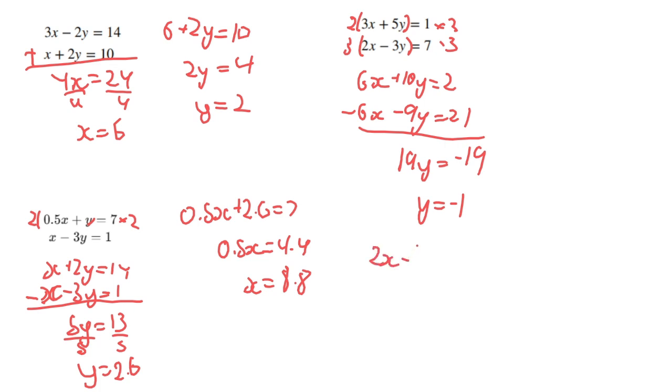Get 2x minus 3 times minus 1 equals 7. And minus 3 times minus 1 is just plus 3, and that equals 7. Subtract 3 to get 2x equals 4, and divide by 2 to get x equals 2. Y equals negative 1, x equals 2.